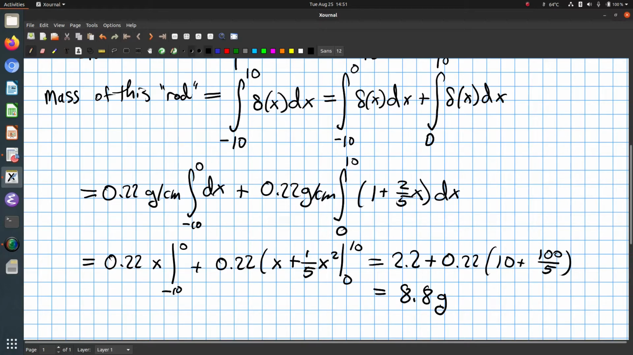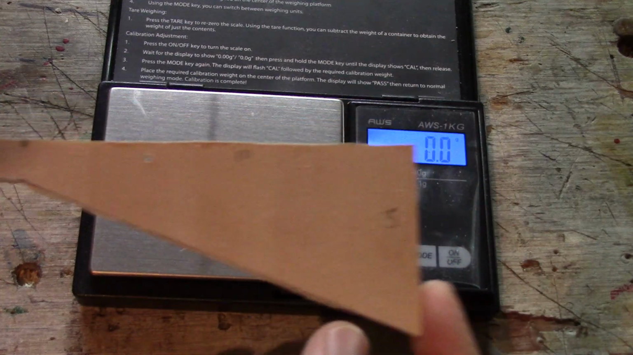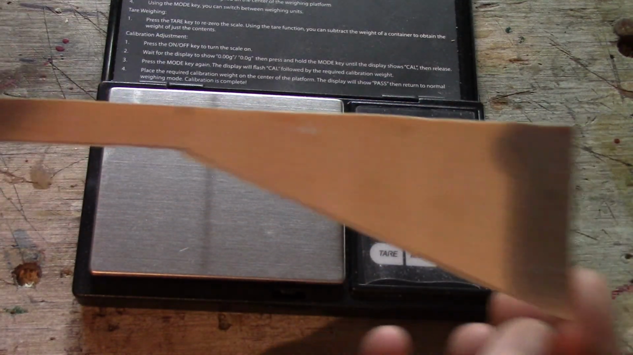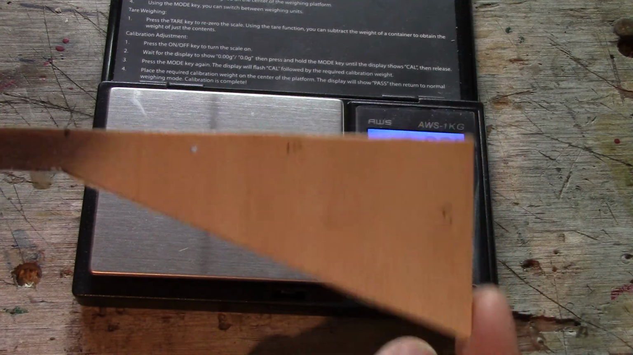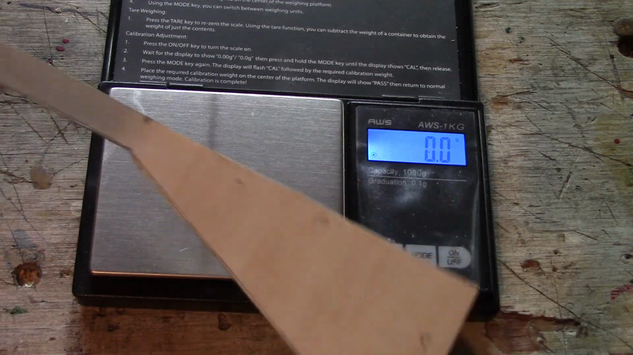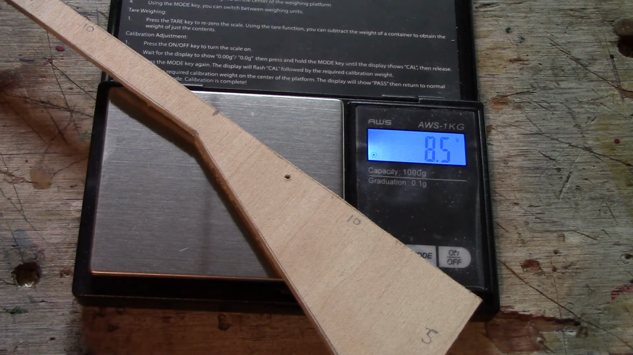Let's see how that checks out. Okay, so I have a rod, so to speak, that is about the same shape as we just looked at. And we claimed that the mass of this should be about 8.8 grams. 8.5 grams. Not too bad. So the math seems to work.